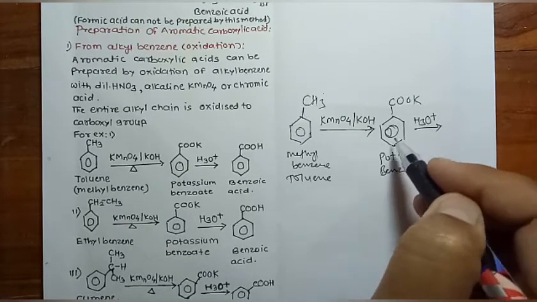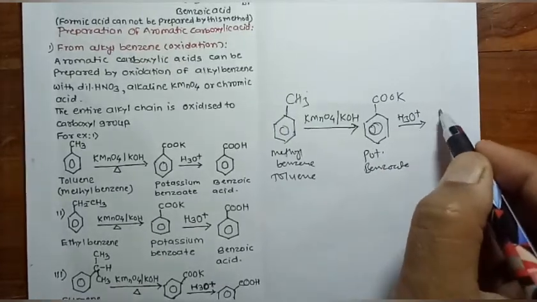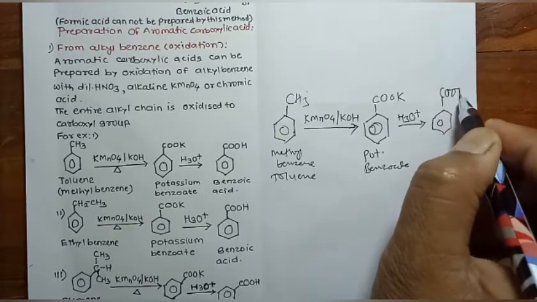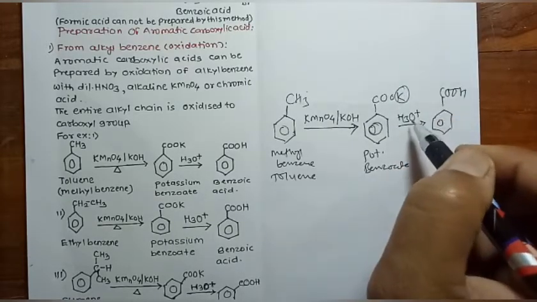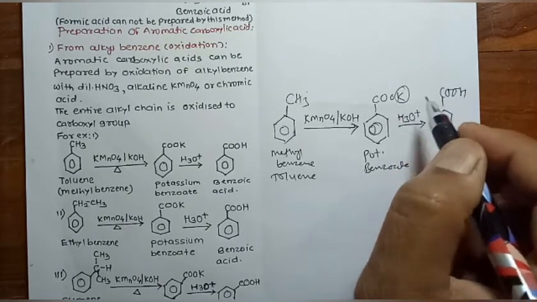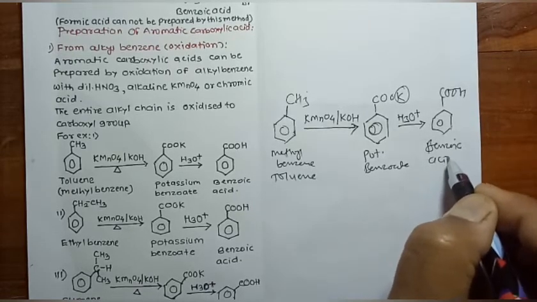And this potassium benzoate on acid hydrolysis gives benzoic acid. This potassium atom is replaced by a hydrogen atom, and here we will get benzoic acid.